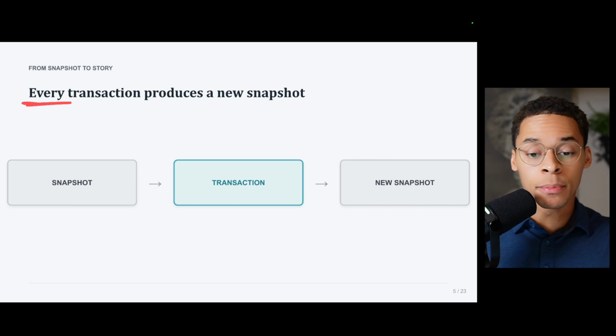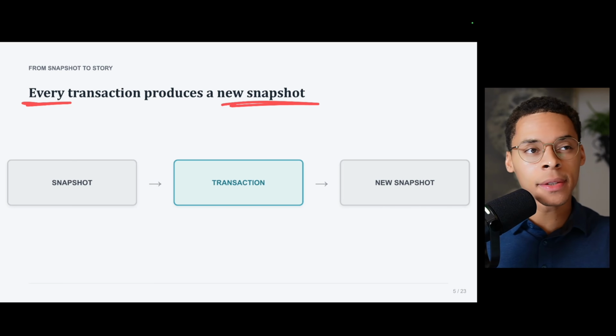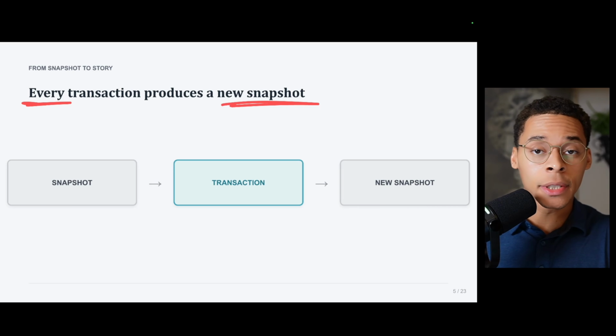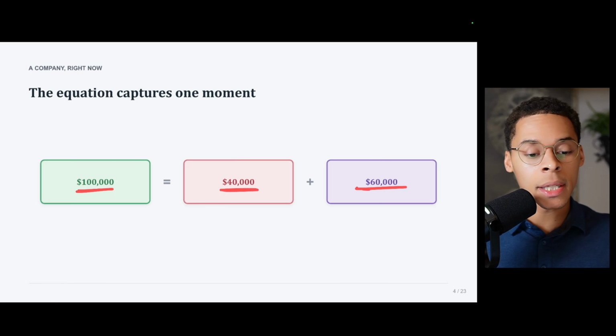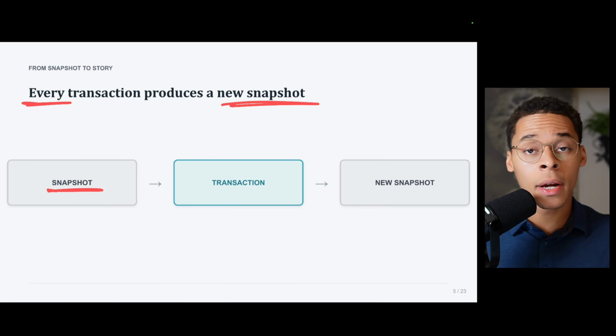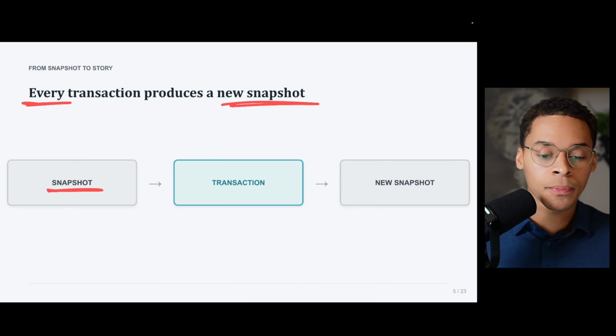Every transaction produces a new snapshot, and this is the main thing that I'd like you to take away from this video. So we have our initial snapshot. To go back to our example here, this is snapshot at point in time t0, we could say. Okay, so this is our initial financial position.